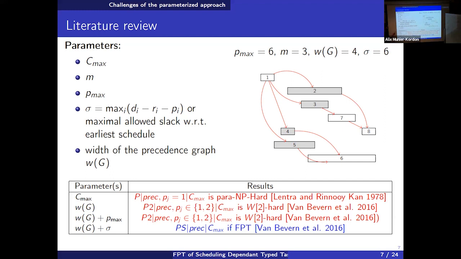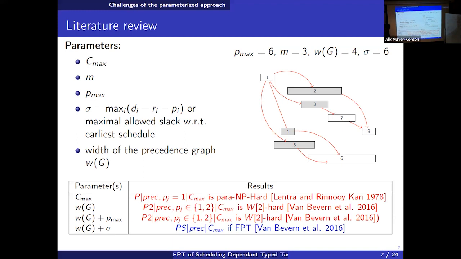More interesting. If we consider the width, so the width is the number of independent tasks, then this problem, 2 machines, precedence constraints, the duration equal to 1 or 2, and the Cmax, was found to be W2 hard. It means that it is difficult. It is not FPT. And it is a very recent result.